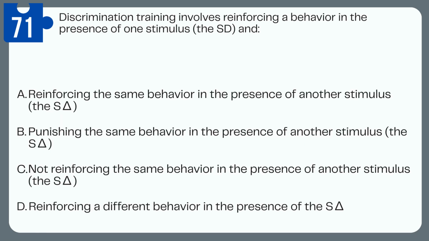Question 71. Discrimination training involves reinforcing a behavior in the presence of one stimulus, the SD, and A. Reinforcing the same behavior in the presence of another stimulus, the S delta. B. Punishing the same behavior in the presence of another stimulus, the S delta. C. Not reinforcing the same behavior in the presence of another stimulus, the S delta. D. Reinforcing a different behavior in the presence of the S delta.